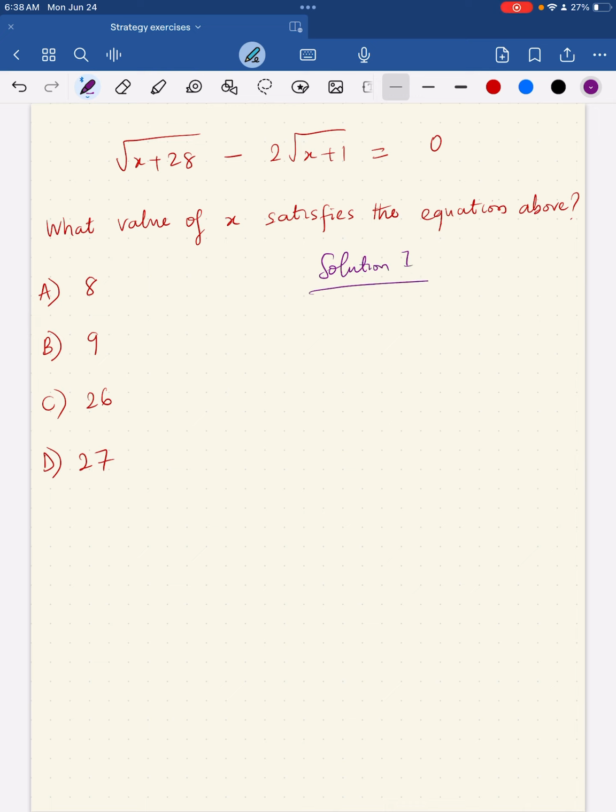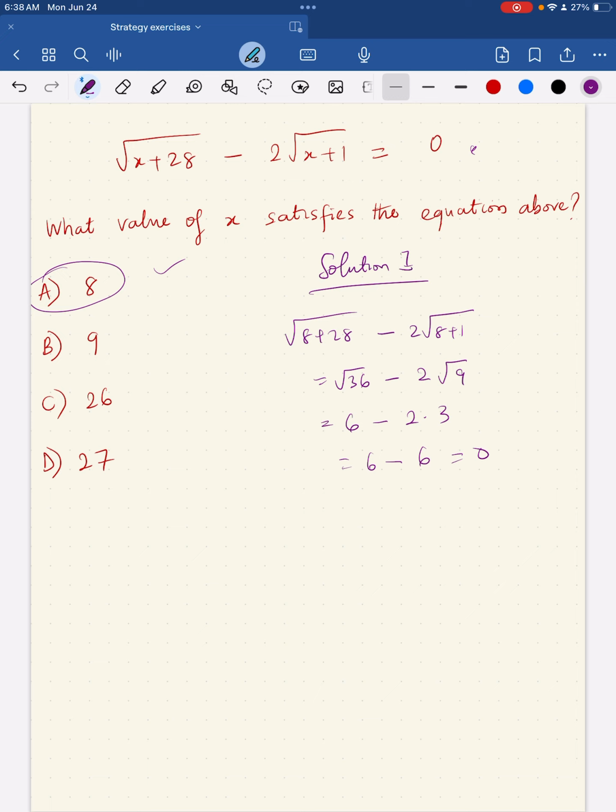So if we put 8 here, that becomes square root of 8 plus 28 minus 2 times square root of 8 plus 1. What does that give us? This is square root of 36 minus 2 times square root of 9. So this is 6 minus 2 times 3. 6 minus 6, which is 0. So indeed, the value of x that satisfies this equation is actually 8. So 8 is the answer. So that is the first way you can solve this problem.